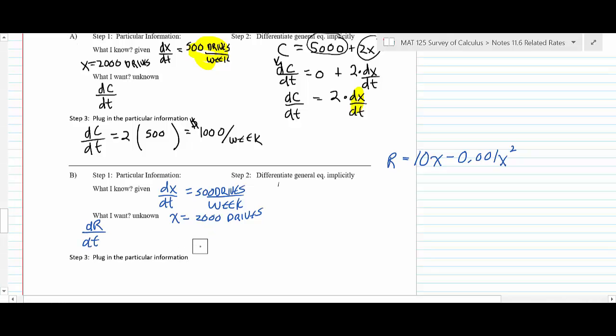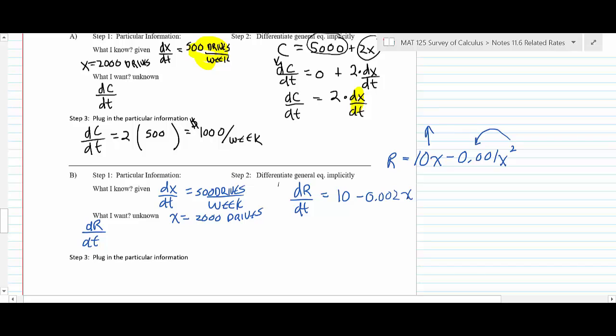All right, so really all you've got to do is take the derivative of this function right here. This should be a pretty easy derivative to do. So if you do dr over dt, well, what's the derivative of 10x? 10. Then we're going to do a power rule here. So you'd bring down the 2 and multiply it, so that would give you 0.002 x to the first. So that's what dr over dt is.